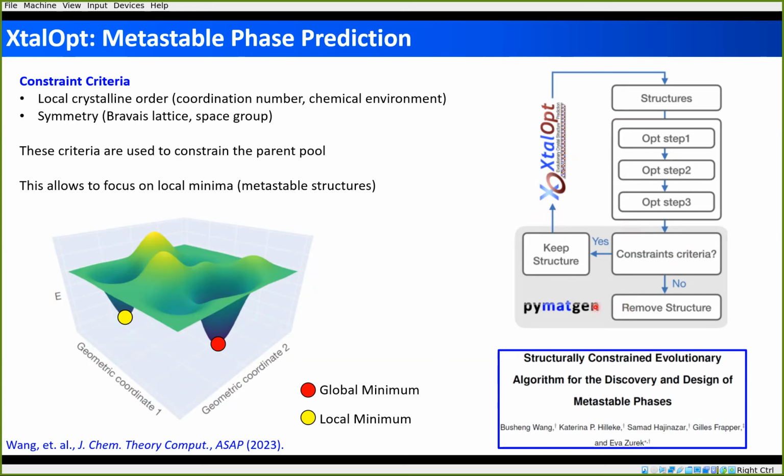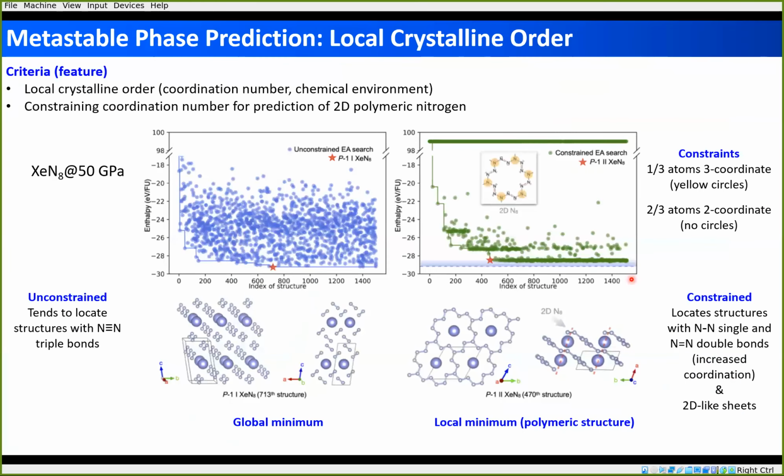And then according to some sort of user-defined criterion that looks either at this kind of local crystalline order or at the symmetry, you can remove structures from their breeding pool or set their energies to be artificially high so that they will never be chosen as parents in the new generation. And I'll give you some examples of how this can be used.